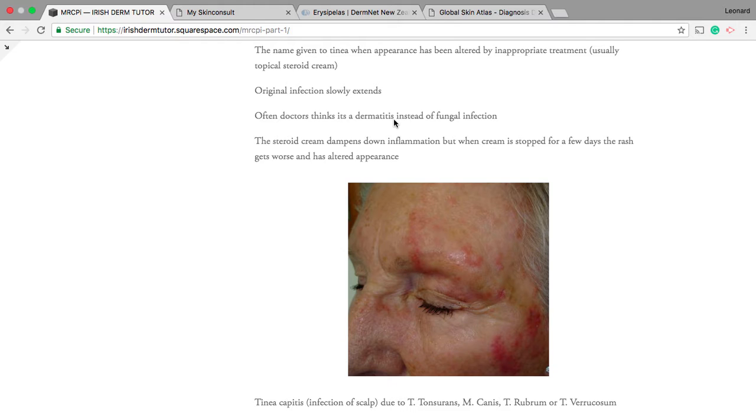However, if it is a fungal infection, it will initially mask the fungal infection, and the original infection will then slowly extend. Once you stop the steroid, after a few days, the rash will come back with a vengeance, and it will have an altered appearance. You'll often develop pustules within this rash, and it can look unusual with no distinct pattern, as seen here.